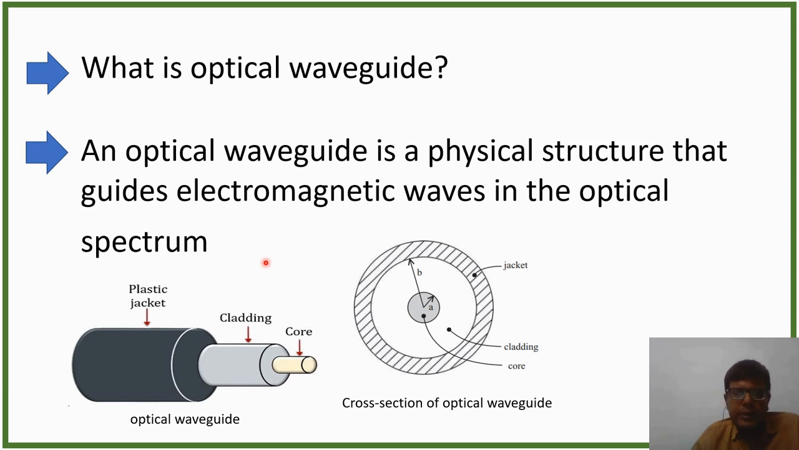What is an optical waveguide? An optical waveguide is a physical structure that guides electromagnetic waves in the optical spectrum. We have two views of optical waveguide in this slide. We have a plastic jacket at the outside, then we have cladding and core.